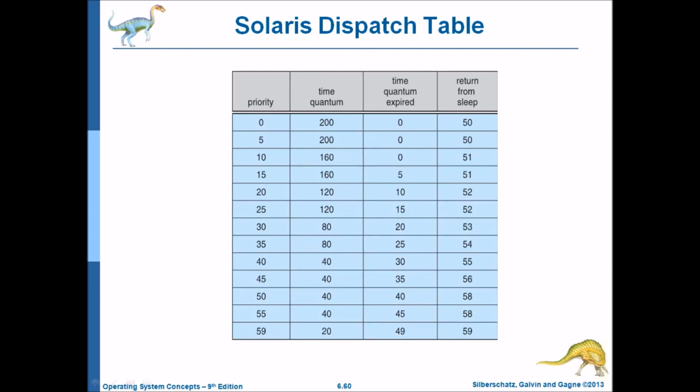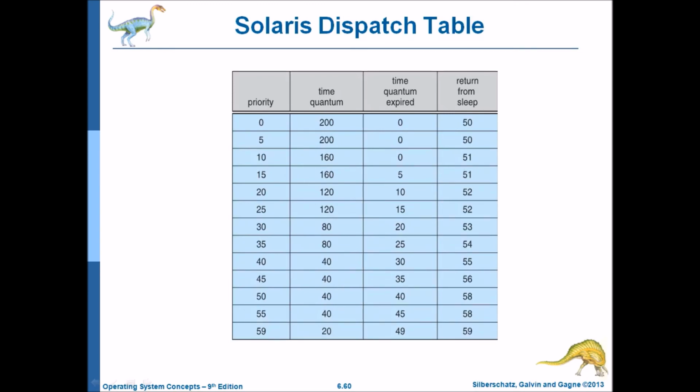And then last we have the return from sleep. So the priority of a thread that is returning from sleep, such as from waiting for I/O, as the table illustrates, when I/O is available for a waiting thread, its priority is boosted between 50 and 59, supporting the scheduling policy of providing good response time for interactive processes.